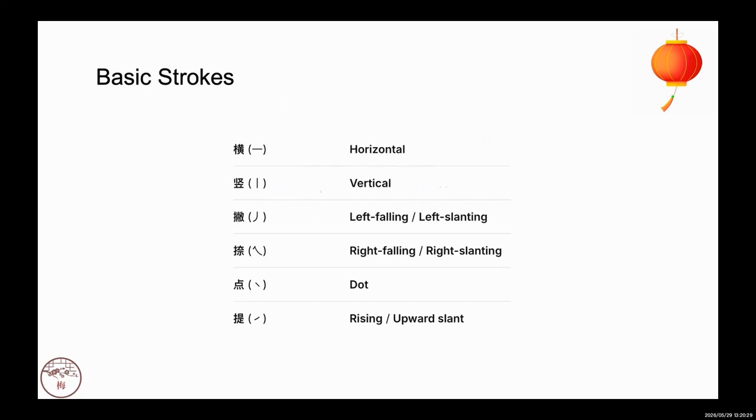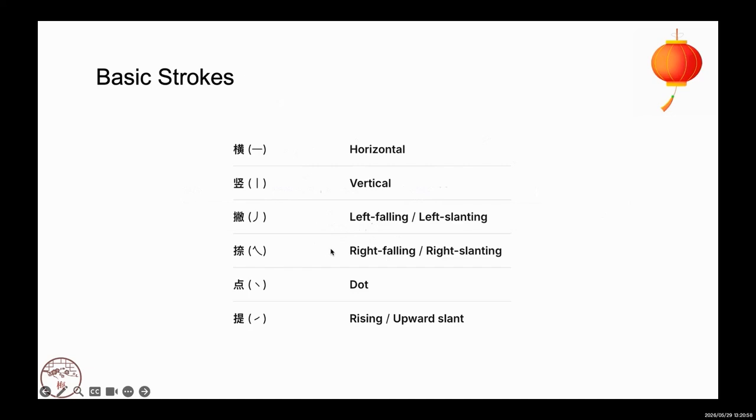There are 6 basic strokes. The first one is a horizontal line, right? It's called horizontal. The second one is vertical. The third one is left falling. It starts from the top and it's falling towards the left.